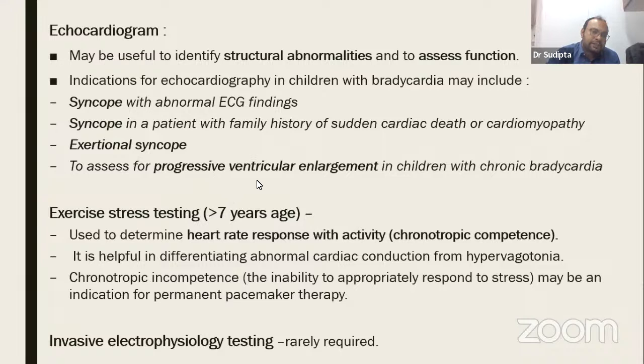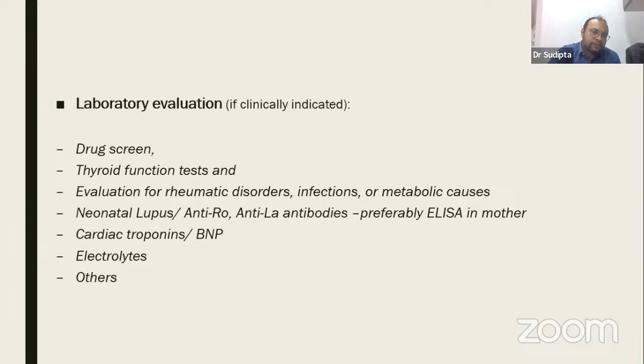Exercise stress testing is usually performed in children more than 7 years of age and is used to determine the heart rate response with activity, that is the chronotropic competence. Usually with activity, the heart rate increases, and the increase of the heart rate has a relation with the amount of activity. If chronotropic competence is present, then it is a positive sign and a good prognostic factor during evaluation of bradycardia. However, if there is chronotropic incompetence, that is the inability to appropriately respond to stress, it may be an indication for permanent pacemaker therapy. Laboratory evaluation, if indicated, might involve drug screening, thyroid function tests, and other tests as shown.